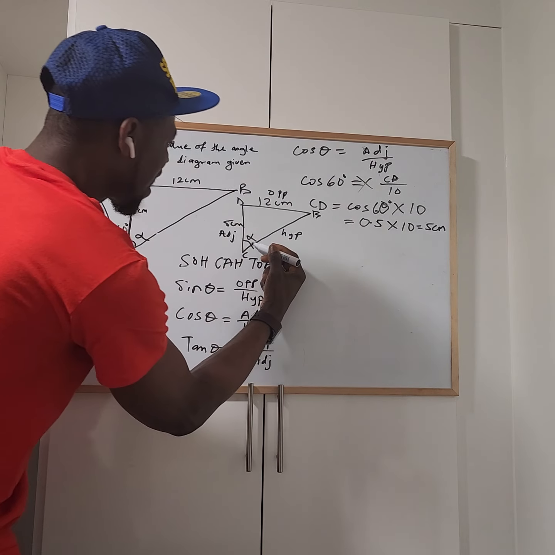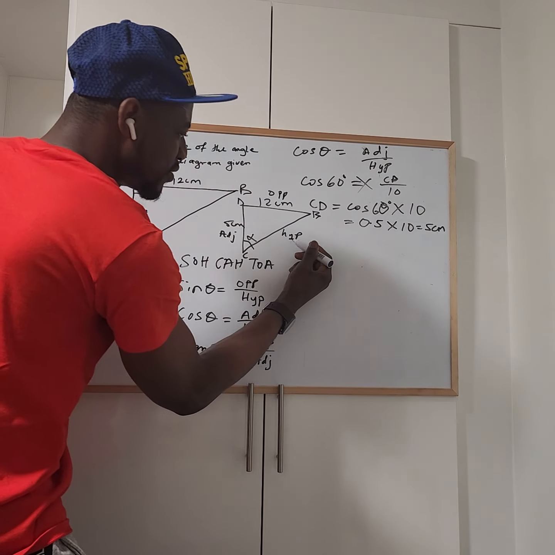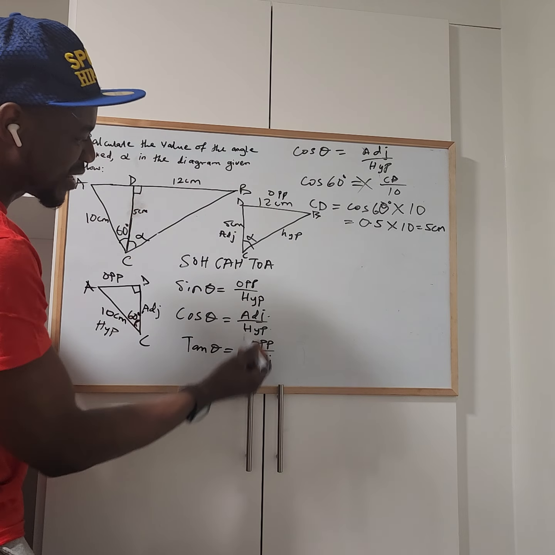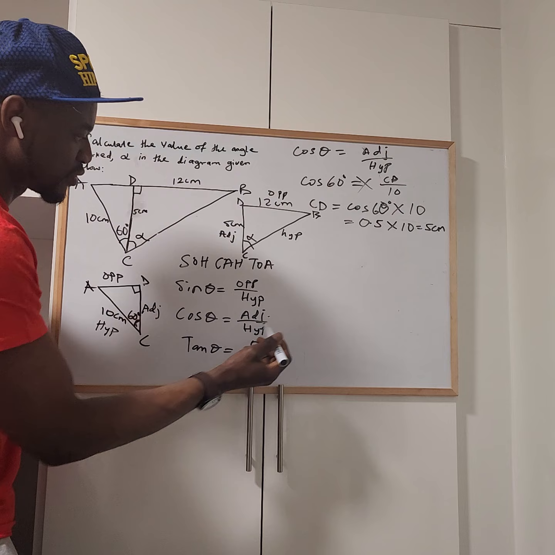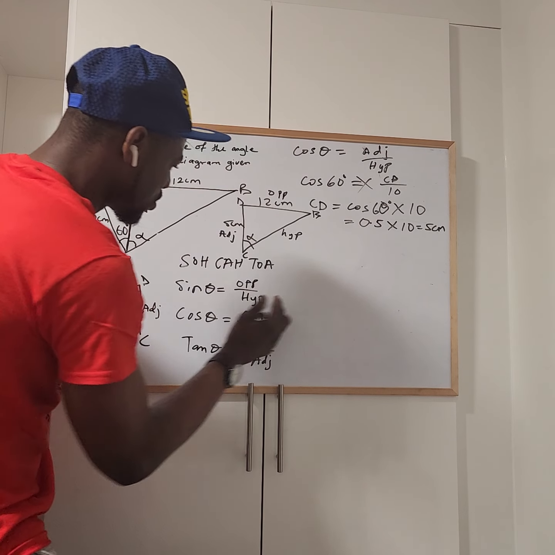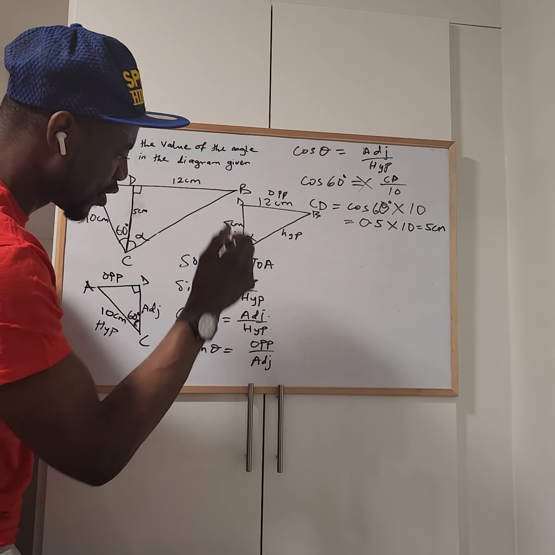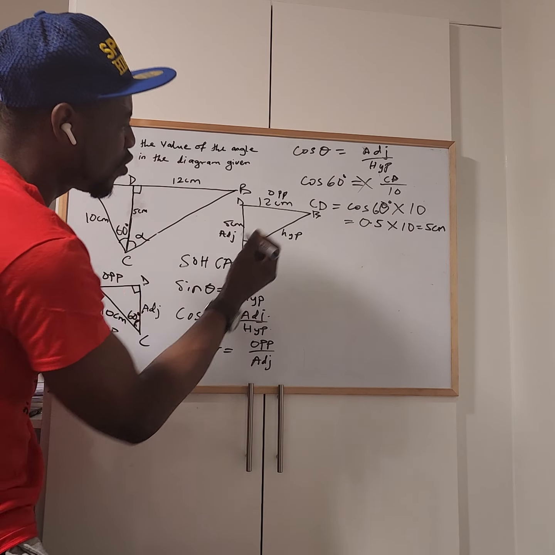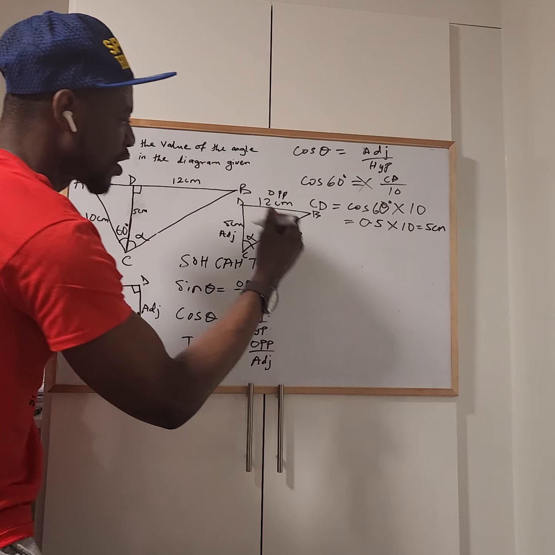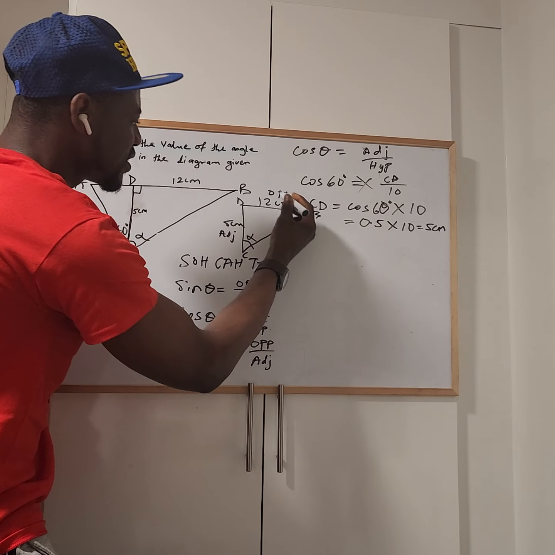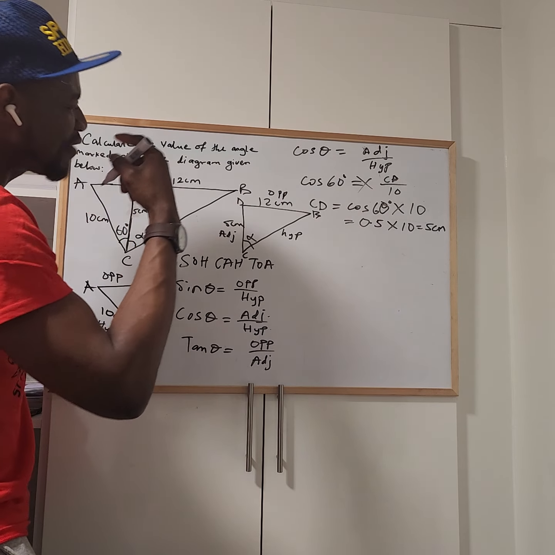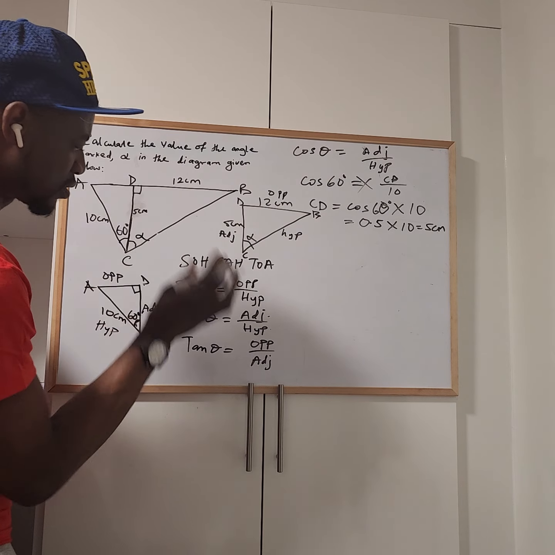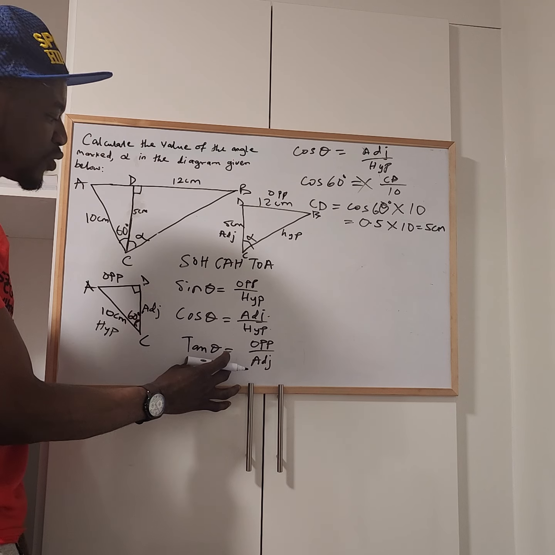But we are looking for this angle. We don't know the hypotenuse, so unfortunately, we cannot use any relationship that involves the hypotenuse. So this is ruled out. We can't use sine theta. We cannot use cos theta. Why? Because the hypotenuse is not known. We know our opposite and we know our adjacent, so we have to use the relationship that involves these two. And that goes to this. So we're going to use tan theta.